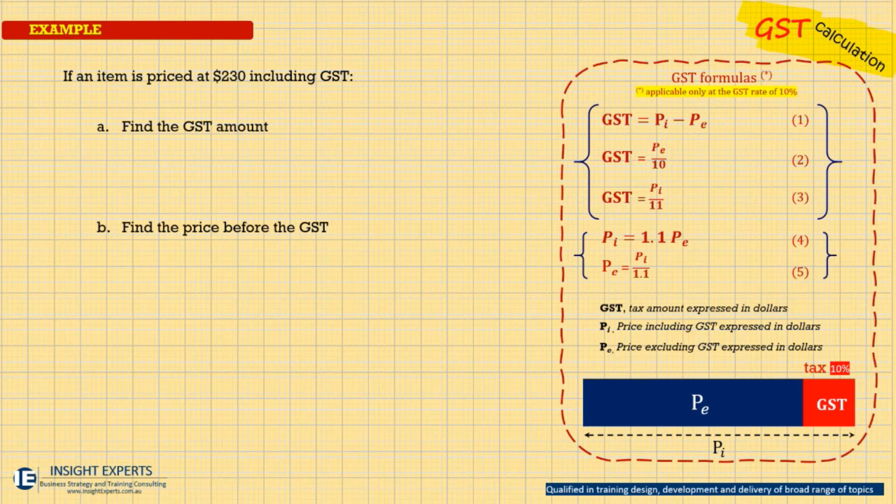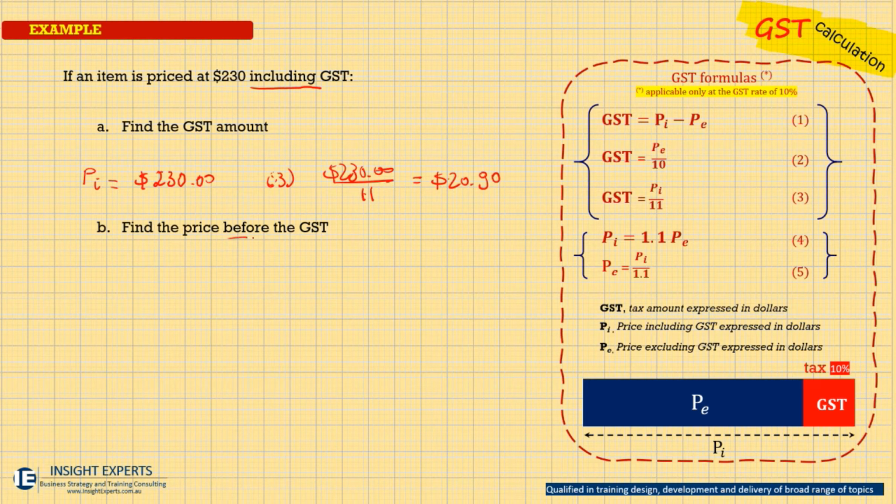Let's look at this example, problem solving. If an item is priced at $230 including GST, find the GST amount. So what do we have here? We have PI is equal to $230. And automatically I think of equation number 3 to find the GST amount. So from equation number 3, it's 230 by 11, which is $20.90.